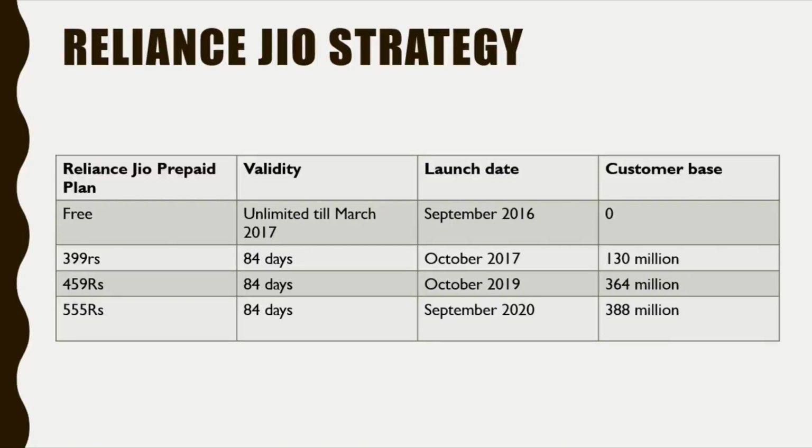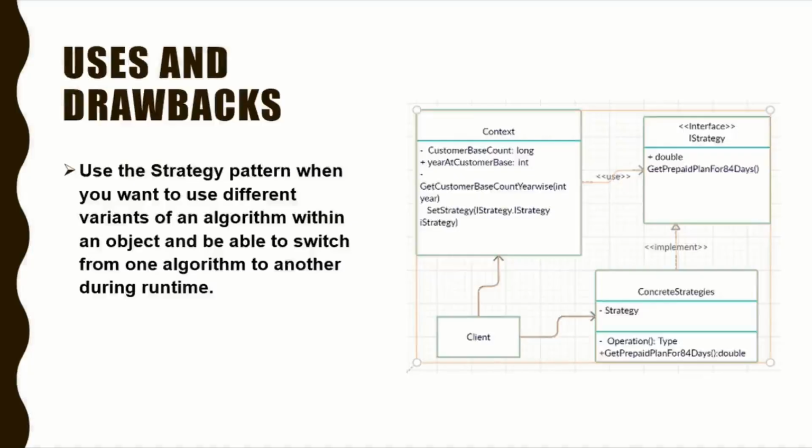With the competitive market, he is still trying to bring 5G technology, and in September 2020 he gained a customer base of 388 million. The recharge plan for 84 days is now 555 rupees. Knowing about Jio history, we now learn the strategy pattern. Wondering how? Yes. Let's see the strategy pattern usage.